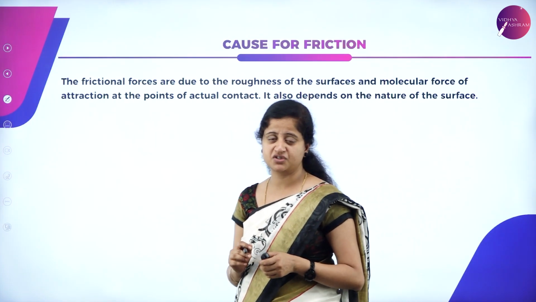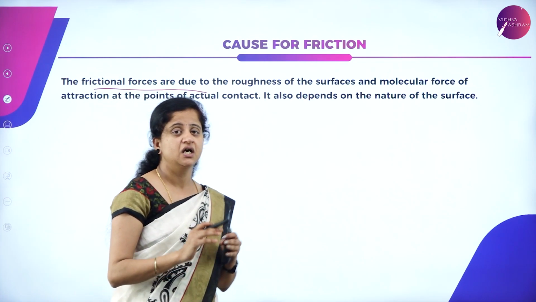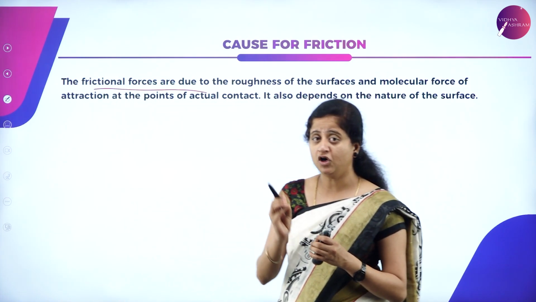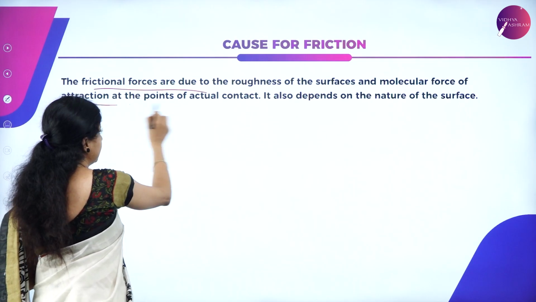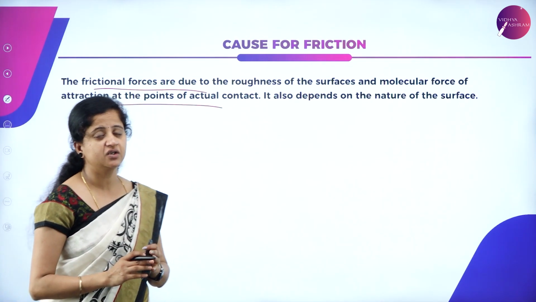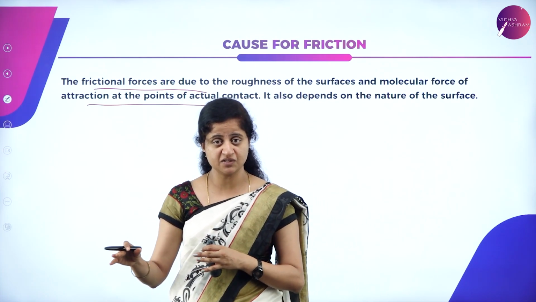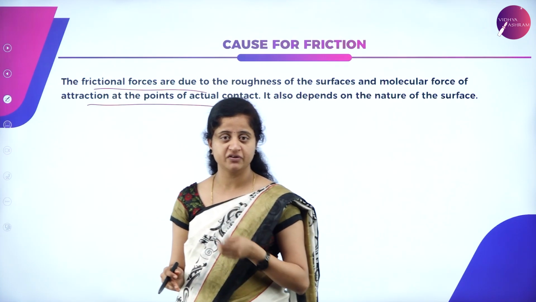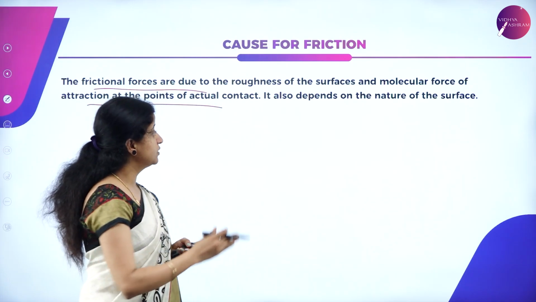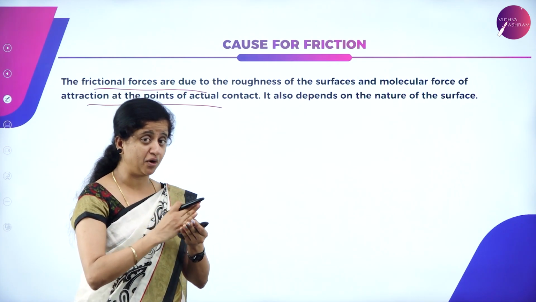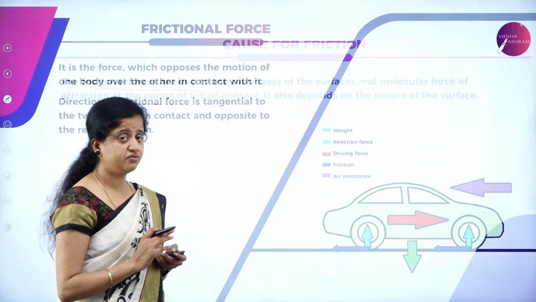What is the cause of this friction? How does it cause? The frictional forces are due to the roughness of the surface, and sometimes it can be due to the molecular contact of the surface and an object. So the molecular force of attraction at the points of actual contact. It can also depend on the nature of the surface. Say for example, if the surface is very smooth, the friction is different. If the surface is so rough, the friction is different. So the cause of friction may be the nature of the surface, or the molecular force of attraction at the contact point of two objects, or the roughness of the surface. So this is the cause of friction.